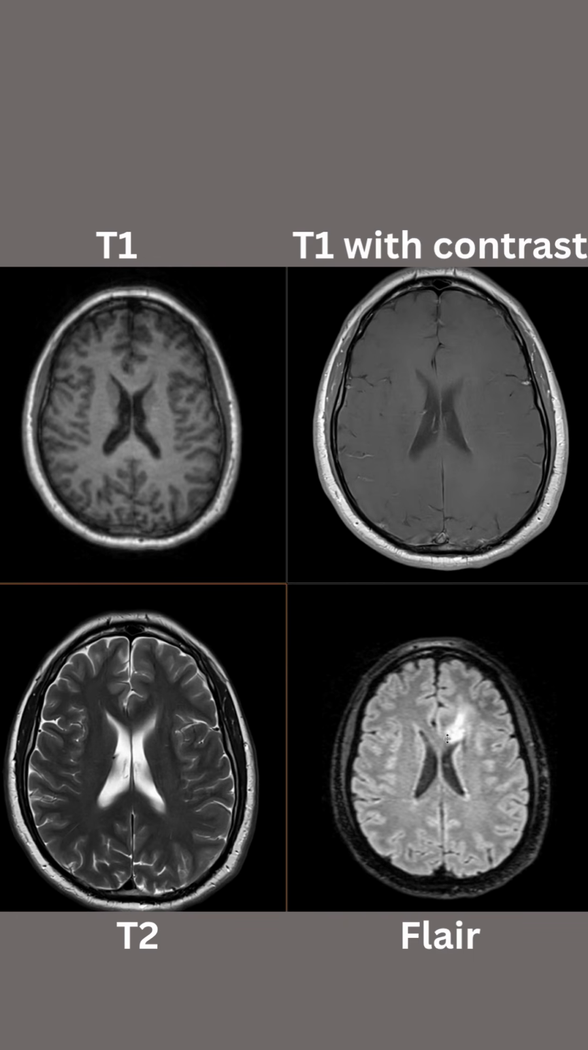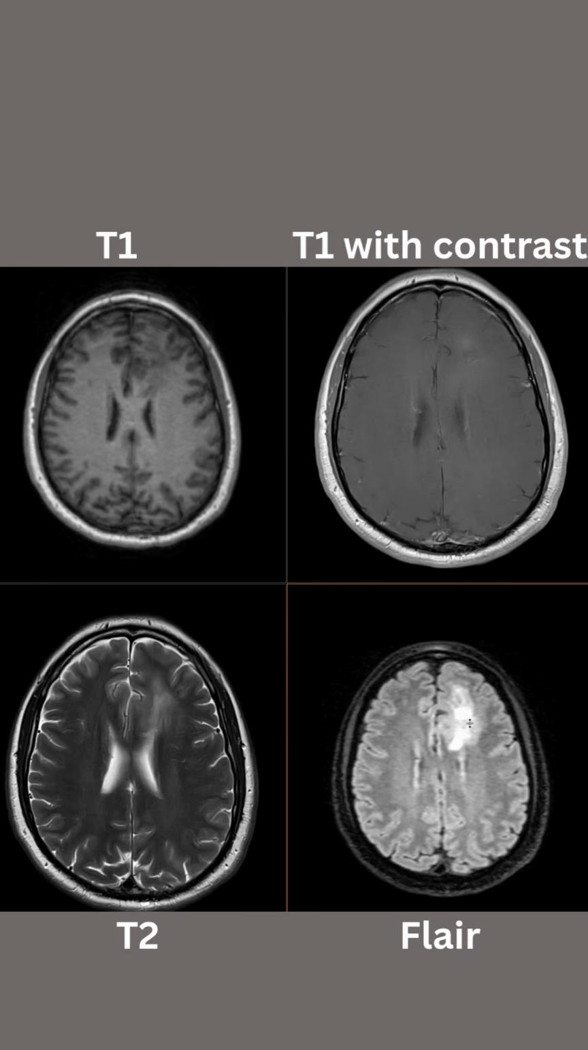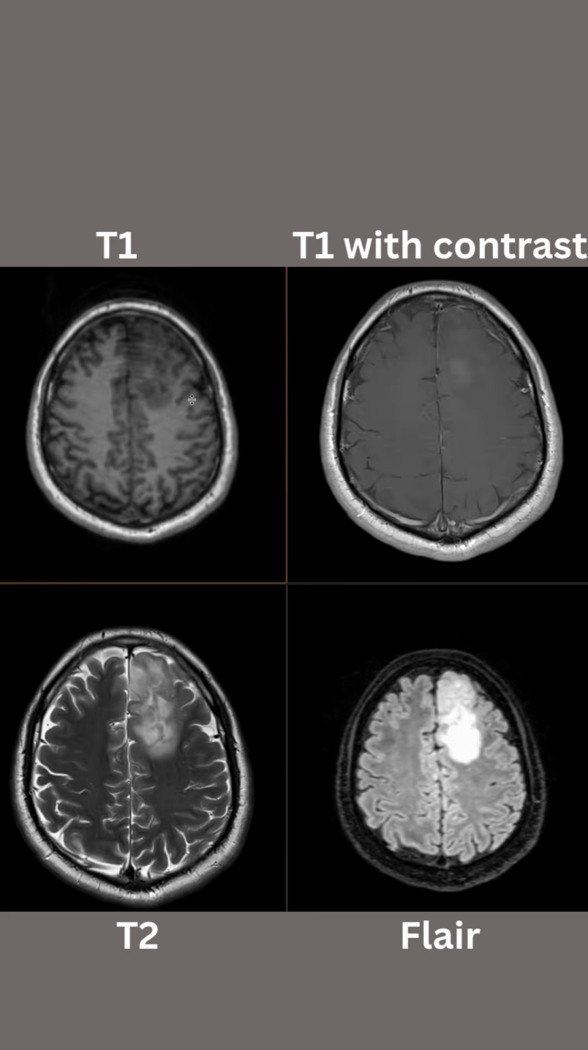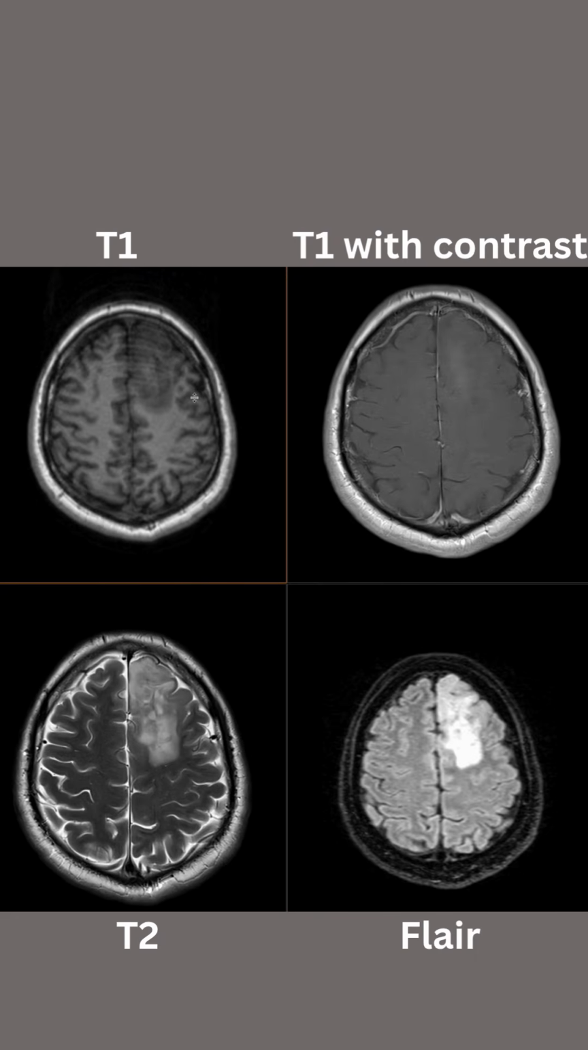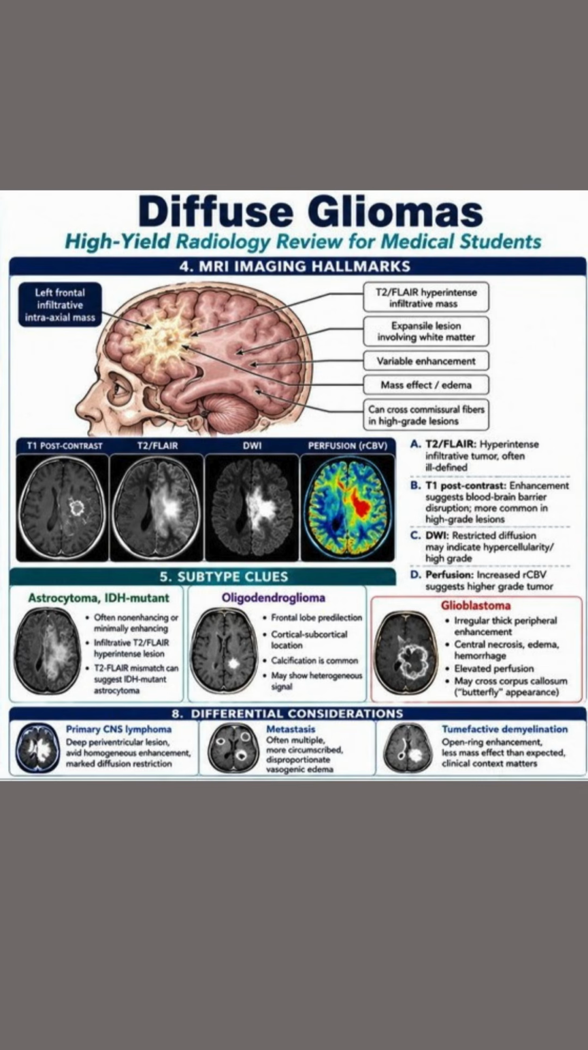So this is our FLAIR image where the water signal is negated, but note we have this infiltrative mass in the left frontal lobe. It is bright on T2/FLAIR, and interestingly, just a little bit of enhancement. So this is going to be a differential case, every Hartman differential: mets, lymphoma, or it could be a glioma. Tissue is the issue.